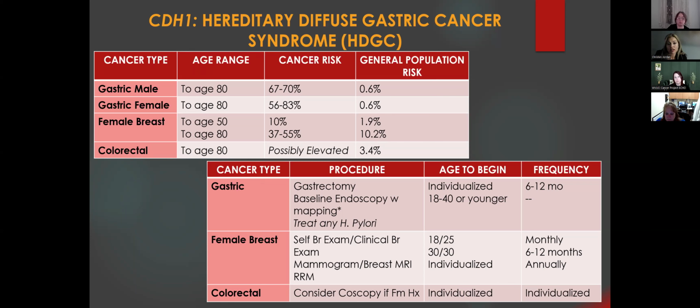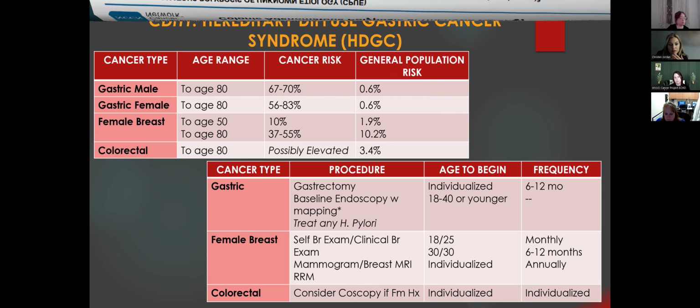We had an 18-year-old that went to NIH and had his surgery. Essentially he did have early stage 1 diffuse gastric cancer at the time, despite the fact that his mapping and his endoscopy were negative a month earlier. Breast cancer, we're going to screen the same, offer risk-reducing mastectomies, and then colonoscopy, of course.